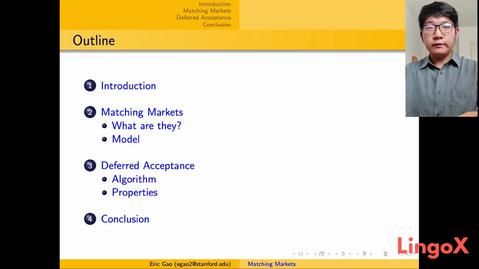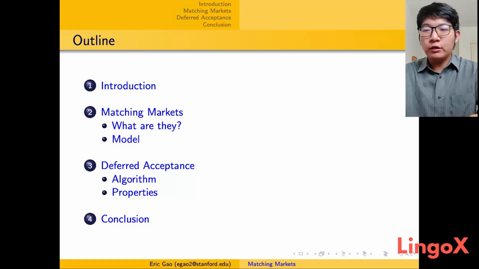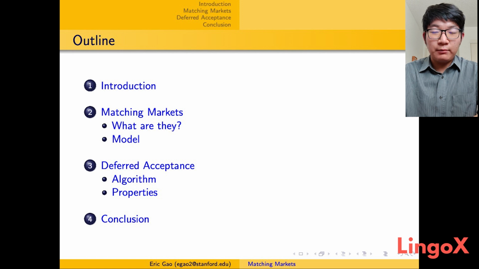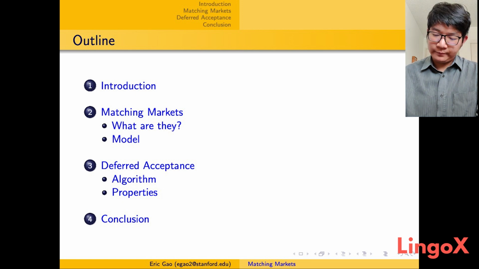For an outline, we'll first introduce what matching markets are, and then we'll describe a mathematical model of how we can model matching markets in the real world. Then we'll explain the deferred acceptance algorithm, what it does, and the nice properties that it has and why we want those properties. Finally, we'll conclude, and I'll do a bit of question and answer at the end.